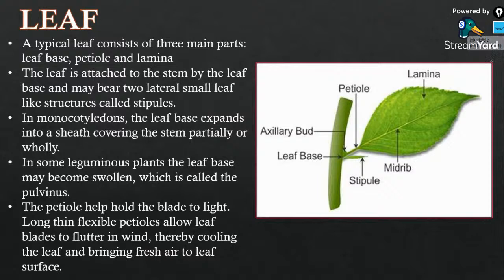Done? So guys, tell me, what is the function of the lamina? It is actually absorbing the sunlight necessary for photosynthesis. What is the function of the petiole? It holds the leaf blade to the light. And what else does the petiole do? It allows the leaf blade to flutter in the wind. Guys, due to the presence of this stalk-like structure called the petiole, the leaves are held on the stem. If there was no petiole, definitely they would fall on the ground. Done.